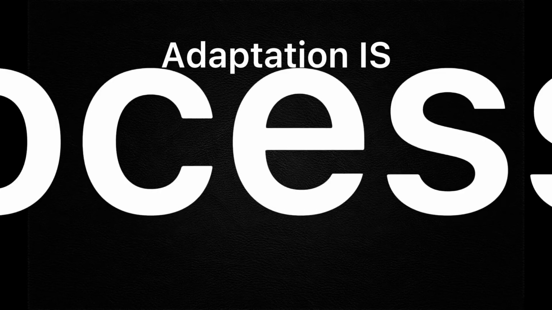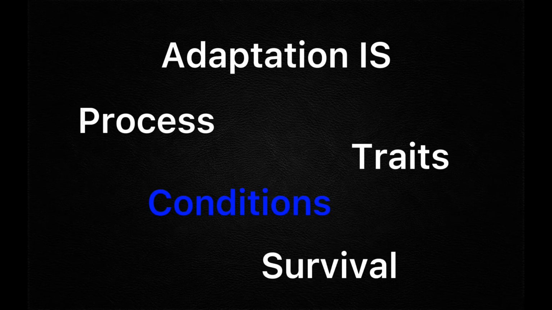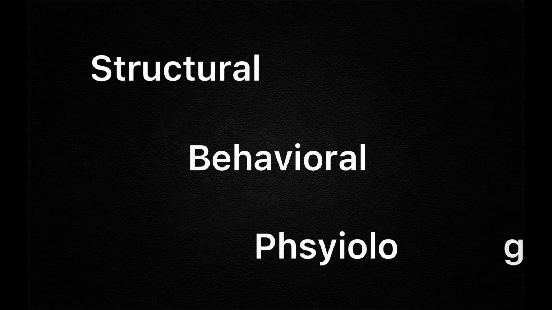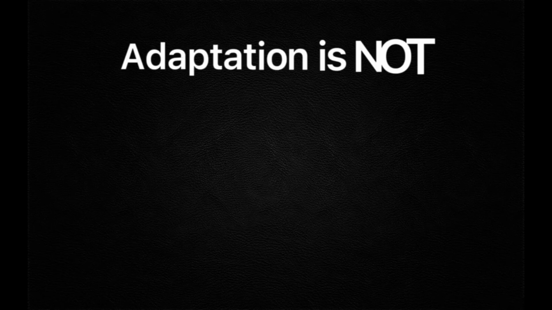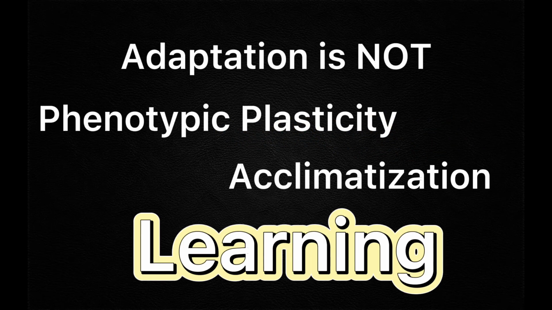Let's take a second to review this. Adaptation is an evolutionary process through which traits develop in response to environmental conditions to enhance species survival. These traits can be structural, behavioral, or physiological. Adaptation is not phenotypic plasticity, acclimatization, or learning, though these are all important.